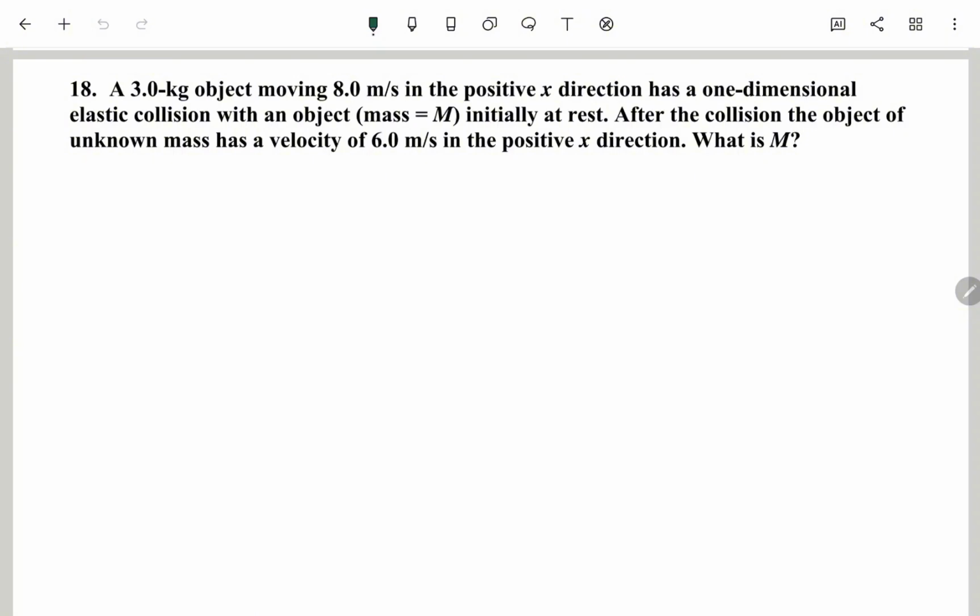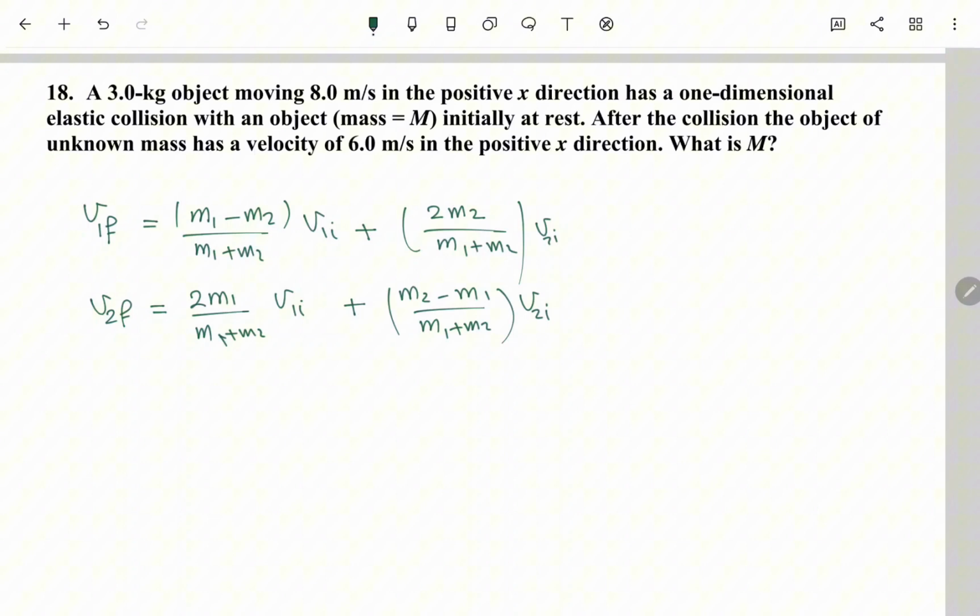Now again, to solve this one, this is an elastic collision, and kinetic energy is conserved and momentum is conserved. We can just simply use the equations from the previous example. I will just copy them right here. Now, the initial velocity for the mass m is 0.